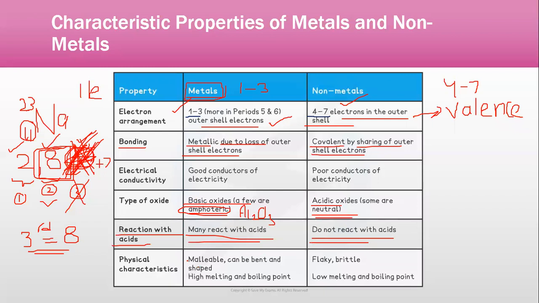In physical characteristics, metals are malleable, they can be bent and changed in shape, and they have a high melting and boiling point. Whereas non-metals are brittle. That means if you try to bend them, you cannot bend them, they are going to break. They are also flaky and have low melting and boiling points.